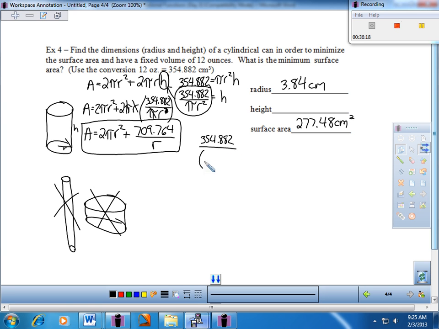354.882. Anytime you're working with the denominator like this, you do have to put it in parentheses, just so you know. You'll see that off and on, so something like that. That should be our height. I'll calculate it as well. You do it with me, but 354 over pi times 3.84 squared. I will do that.